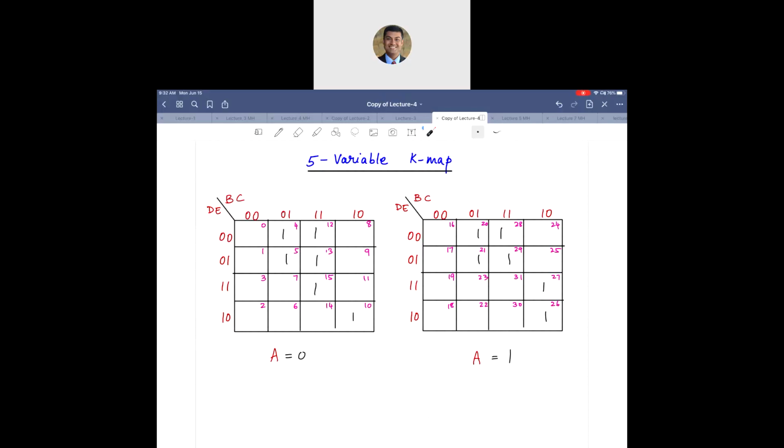Okay, so once you have this, and I have chosen some locations where it is a 1 here. So the first question you will ask is, can I make a group of 32 ones? And of course the answer will be no. Next question is, can I make a group of 16 ones? The answer should still be no.